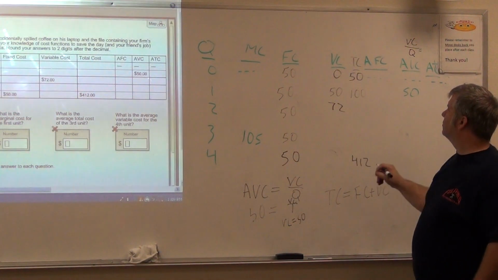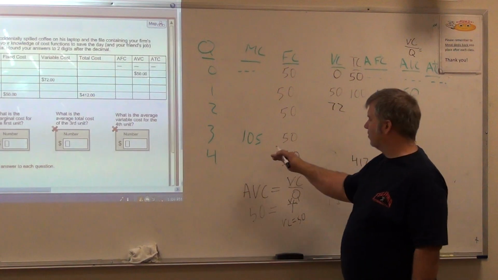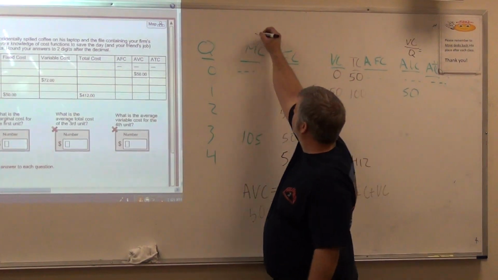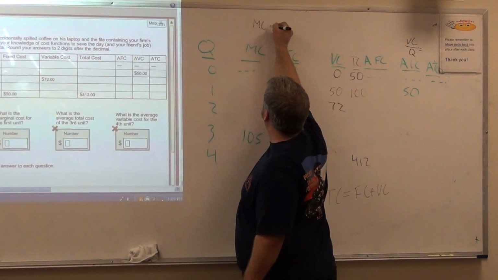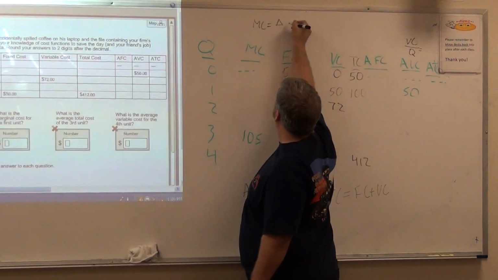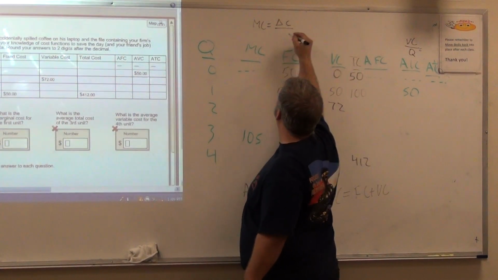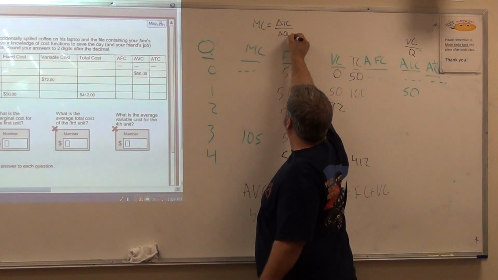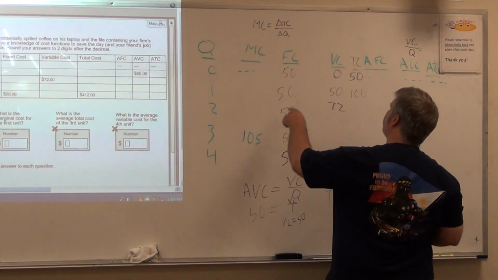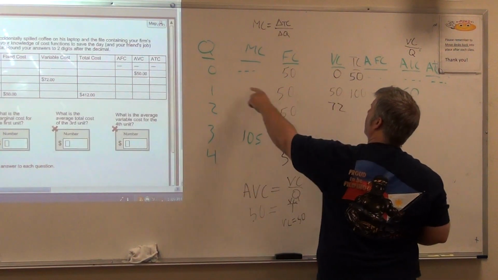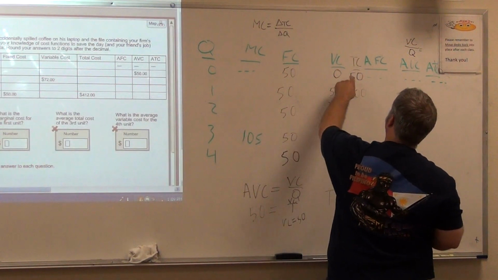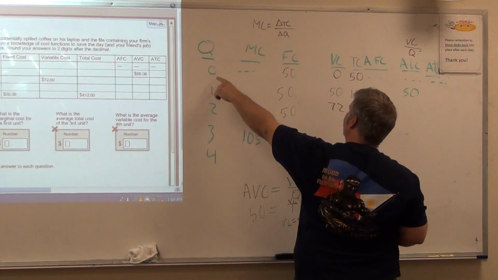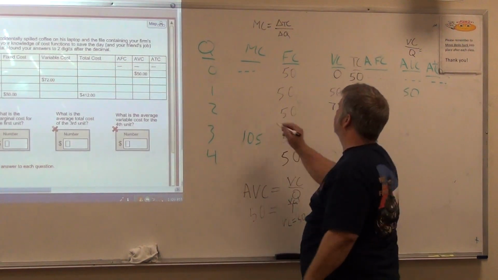Okay? Now we can also calculate our marginal cost, because the marginal cost is going to be equal to the change in total cost divided by the change in quantity going from 2 points. And so right here we know that we're going from 50 to 100 and from 0 to 1. And so 100 minus 50 is 50. 1 minus 0 is 1, so 50 over 1 is 50.